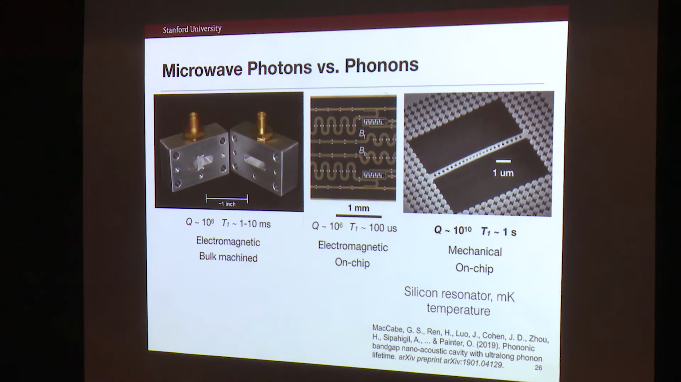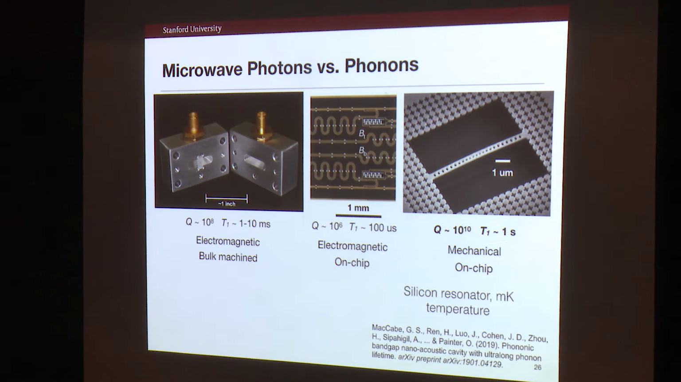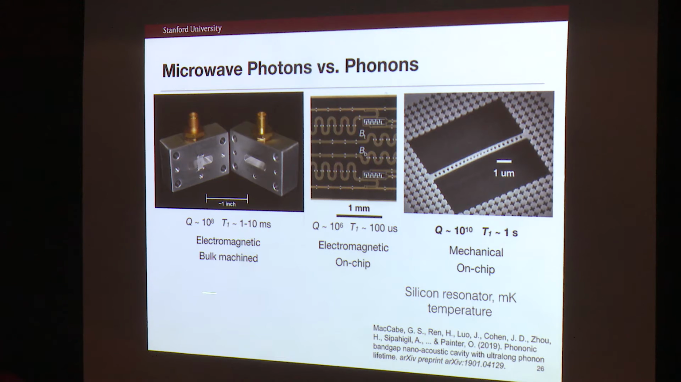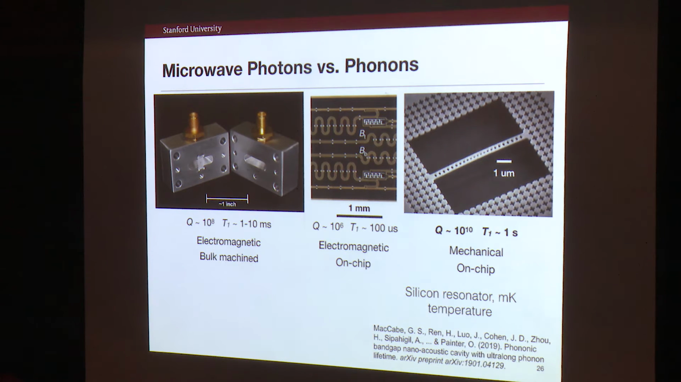Okay, so for coherence, at least, this is work from Oscar Painter's group. They've been able to show T1s of around 1 second. The T2s aren't quite as good, I understand, but the T1s are very good, and the T2s are still better than the best on-chip microwave resonators. These are all mechanical resonators of the same frequency. It's a very small mechanical resonator.